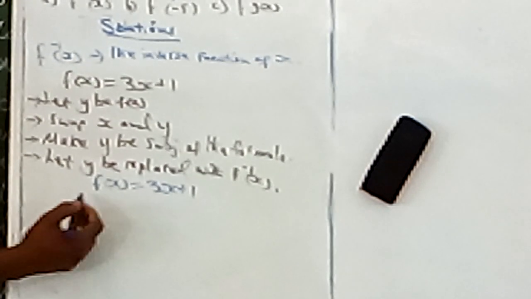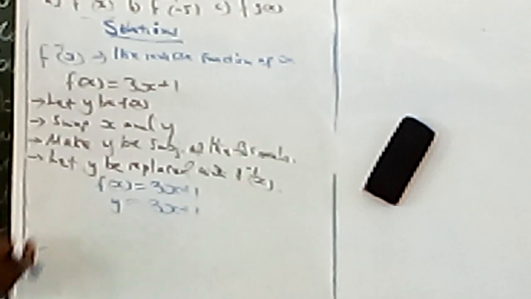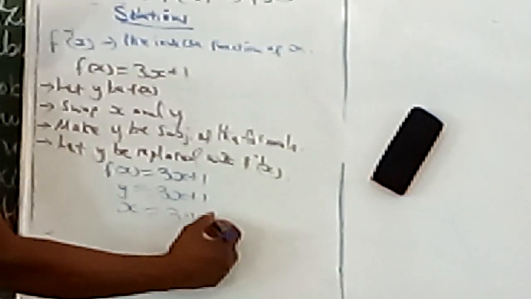Alright, let's get started now. So we write the function itself. The function is f of x equals 3x plus 1. While there is f of x, we put y. Observe. That's the first thing that we've done. We move on to the second one. We're going to swap x and y. While there is y, we put x. While there is x, we put y.